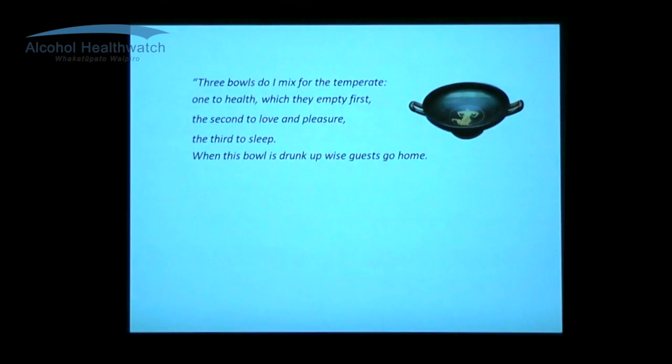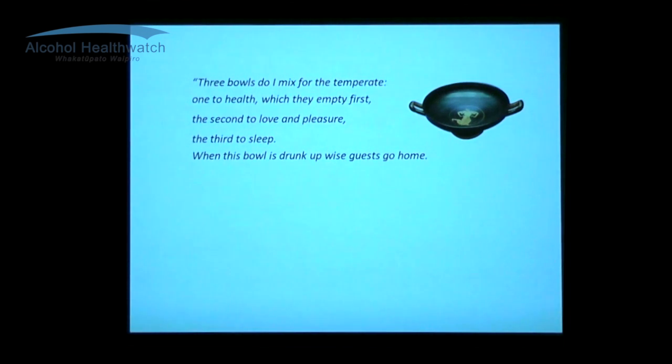So people ask, what's so different now? In some parts of the world, alcohol's been drunk almost forever. It's always provided entertainment and it's always caused problems. And people often say this to me, this is no different than before. And this is from the 4th century BC, 3 bowls. Do I mix for the temperate? 1 to health, which they empty first, the 2nd to love and pleasure, and the 3rd to sleep. When this bowl is drunk up, wise guests go home.